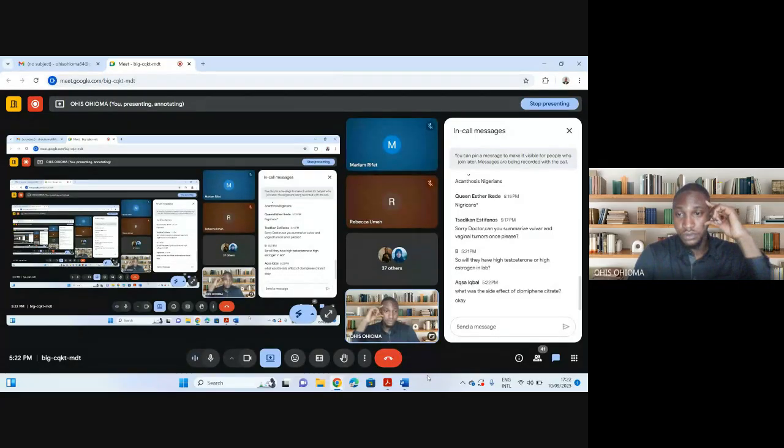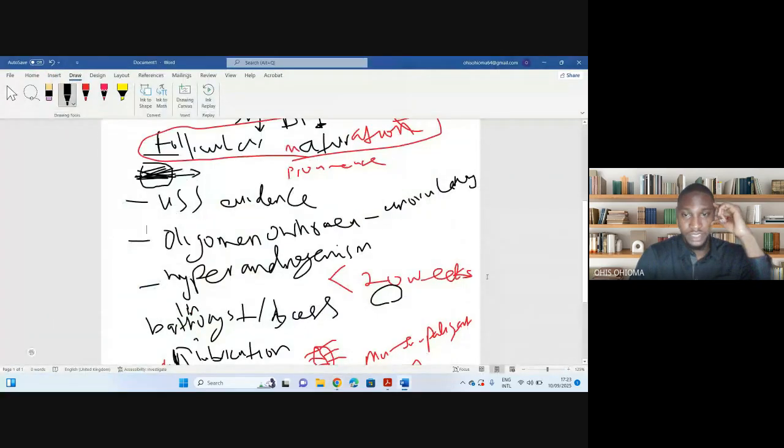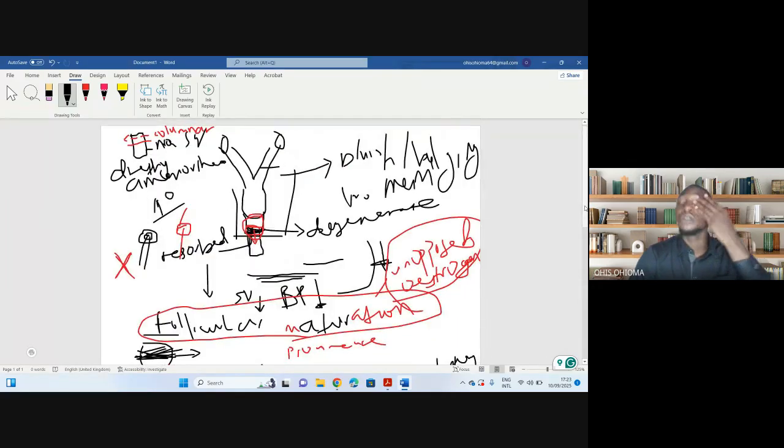Okay, so let me go on, and I want to explain vulvar and vaginal cancer again. I was talking about vulvar lesions, and I mentioned that there are 2 types. For the vulva, we have the neoplastic and the non-neoplastic.